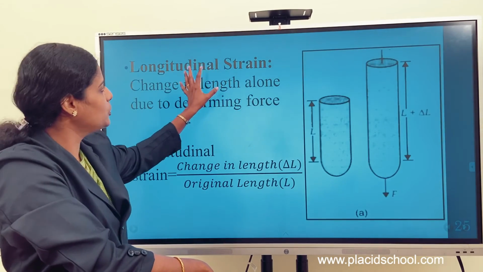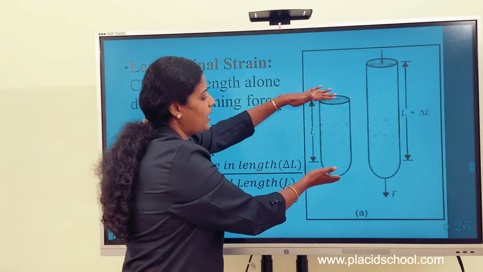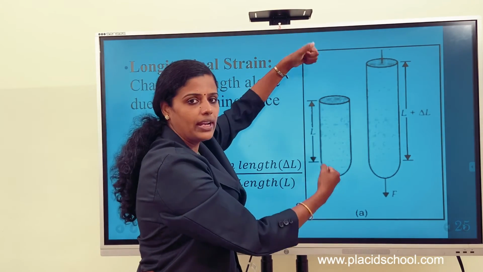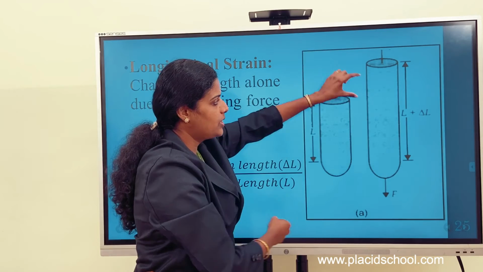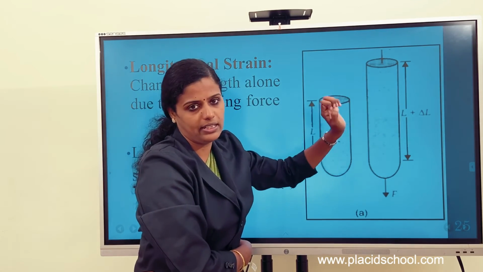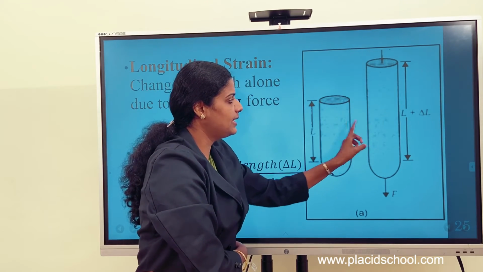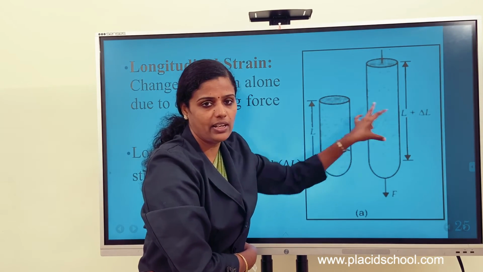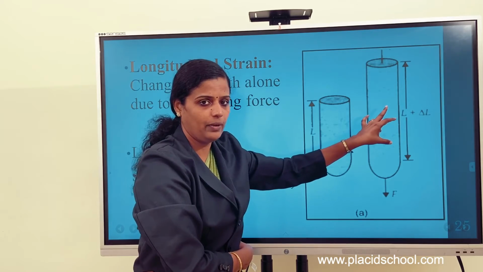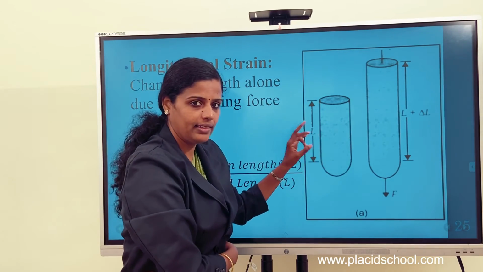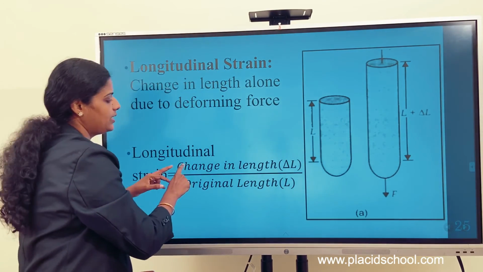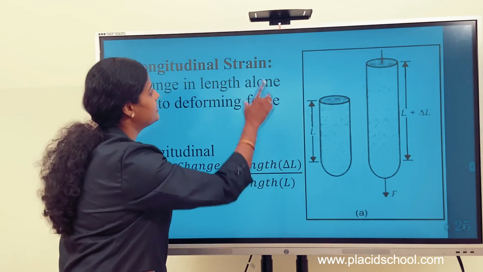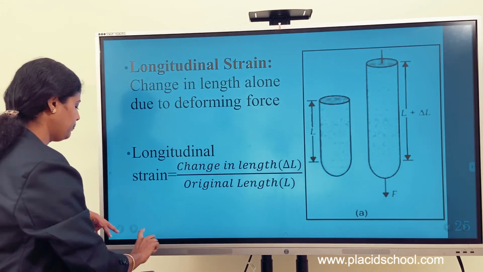Coming to longitudinal strain, here is a rod having length L and we are applying the force in opposite directions. What happens? The length increases. So the new length is L plus delta L. This is L and this is L plus delta L. So the change in length is delta L and the original length is L. Then the longitudinal strain is the change in length, delta L, by the original length L. This is about longitudinal strain.